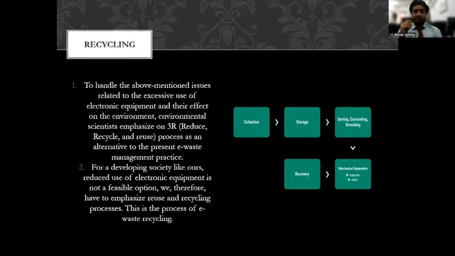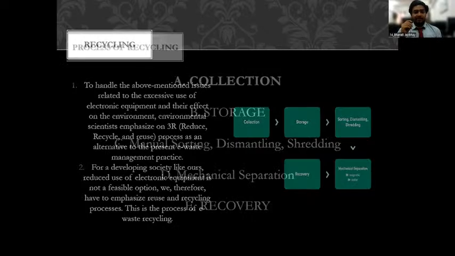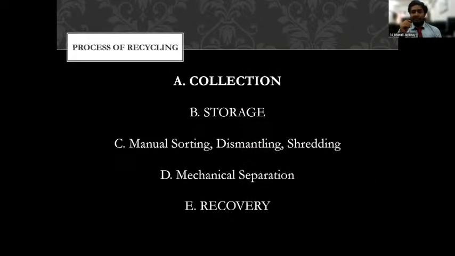How to recycle e-waste? There are 5 main steps of recycling e-waste. First is collection. The garbage is collected from the collection points, and it is then stored in a dockyard. The third step is manual sorting, dismantling, and shredding. It is manually sorted, the usable part is removed, and it is reused.